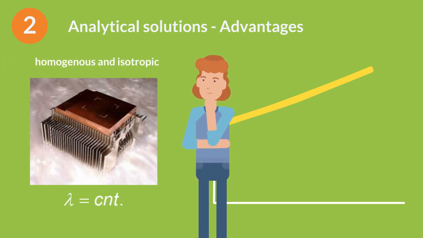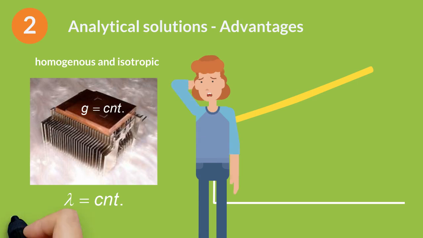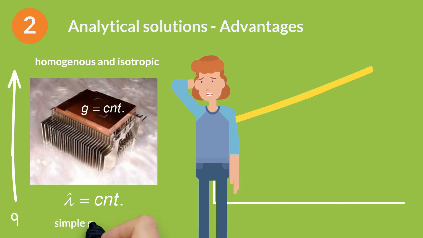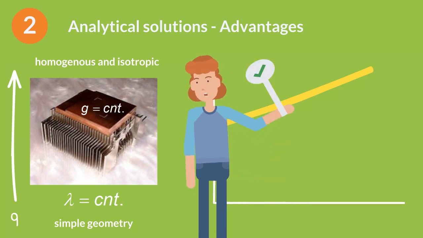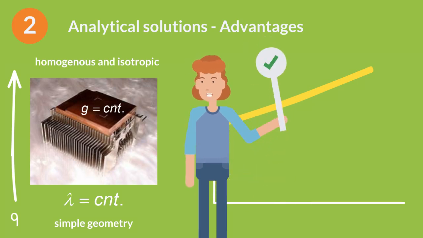The thermal conductivity does not depend on temperature. The volumetric heat generation, if any, is uniform. The boundary conditions are such that the heat conduction can be considered one-dimensional. The geometry of the solid is simple, that is, flat, cylindrical or spherical walls. The solution of the mathematical model will predict the real behavior of a physical system as long as these hypotheses are fulfilled.